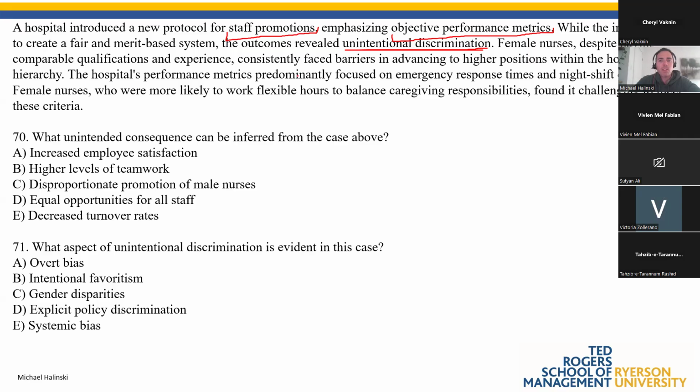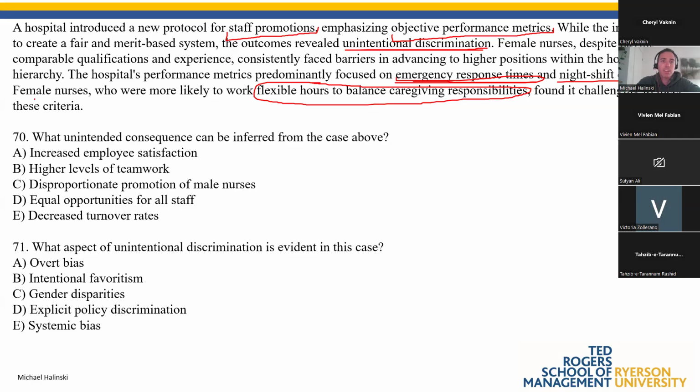The hospital's performance metrics predominantly focused on emergency response times and night shift efficiency. Female nurses, who were more likely to work flexible hours to balance caregiving responsibilities, found it challenging to meet these criteria. Unintentional discrimination is discrimination that's embedded within a policy or culture in the organization. It sounds like the hospital's performance metrics are based on how immediately you respond to a situation, and thus anybody working flexible hours is less likely to receive high performance metrics.